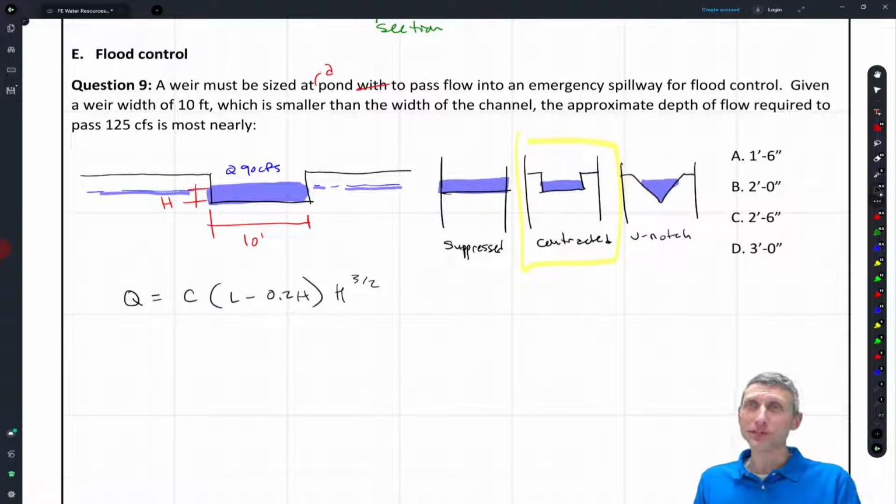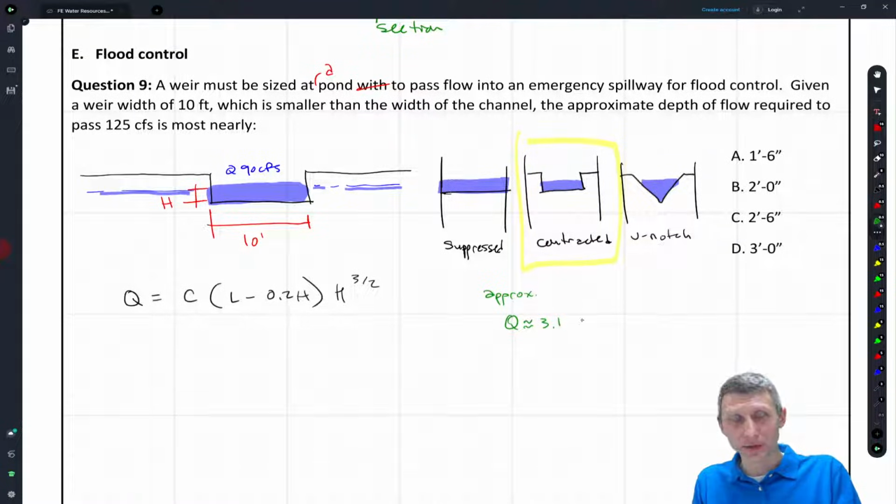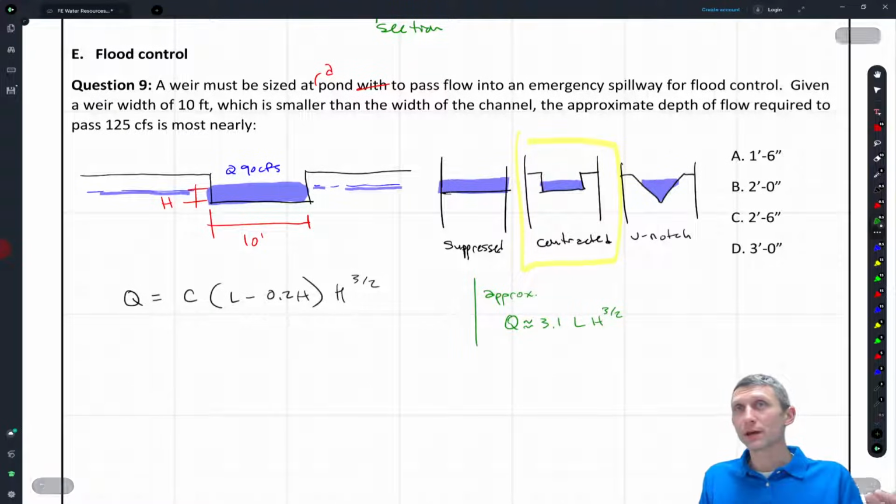At which point you say, I don't want to solve for H, because that's just a mess. Honestly, it's a mess. There are some approximations, though. This is not in the handbook. There are some approximations that show up in the New York State Stormwater Management Design Manual that just say C for a contracted weir is maybe like 3.1, times LH to the 3/2. So that's a good approximation, but if you don't know it, where do you go?